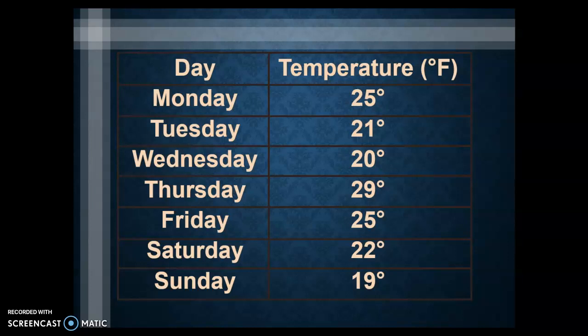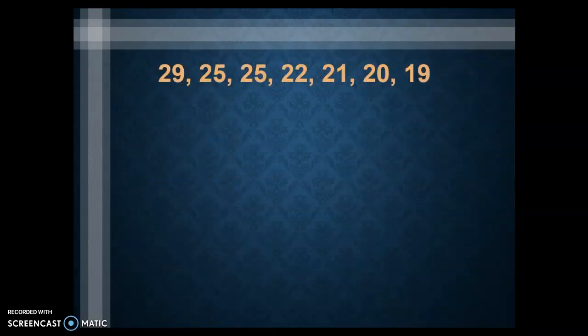All right, starting with the range. Range is just our highest value and our lowest value, the difference between the two. And I see my highest was 29 and my lowest is 19. So we can use that information to say that our range in last week's temperatures was a 10-degree range.